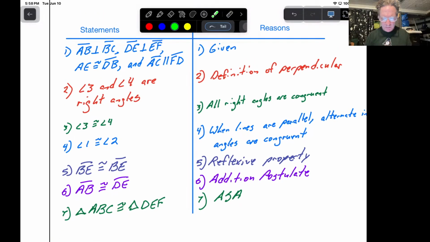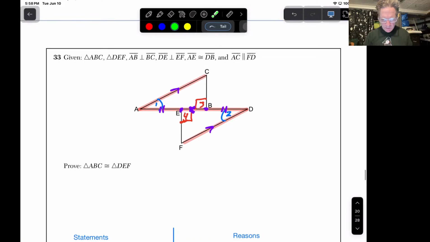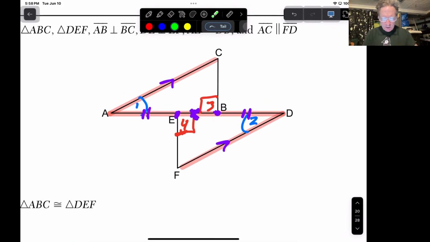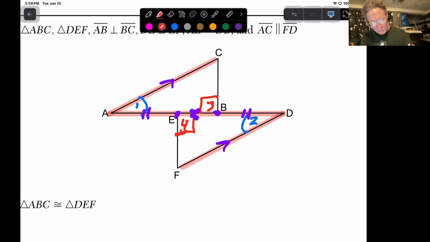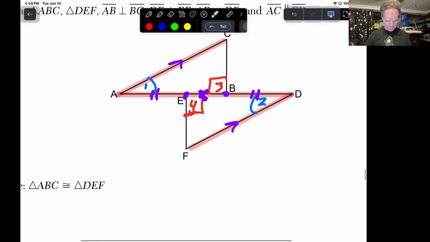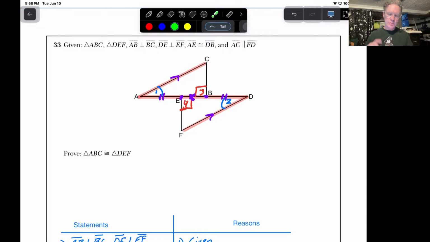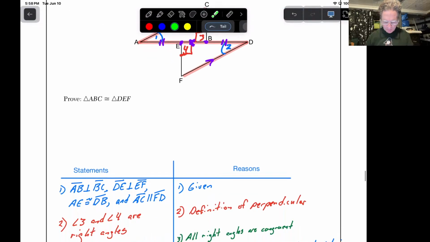So therefore, these amazing triangles are congruent by, we have an angle, a side, and an angle. So it's angle, side, angle. That's why these triangles are congruent. Okay. Again, my solution guide is down in the comments, I think.